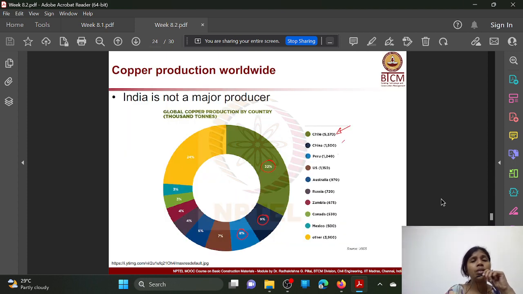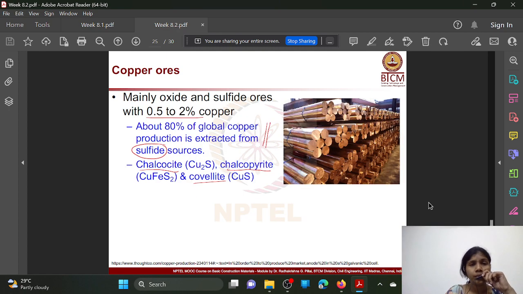And when coming to copper, India is not a major producer. As you can see in the pie chart, Chile, China and Peru are the major producers of copper. The ores used for copper are mainly oxide and sulfide ores with only 0.5 to 2% copper. So that's why copper is also costlier, because the percentage is very low here. About 80% of global copper production is extracted from sulfide sources.